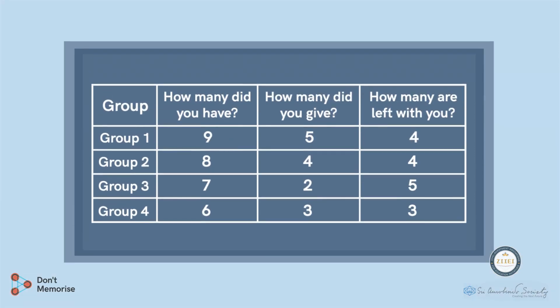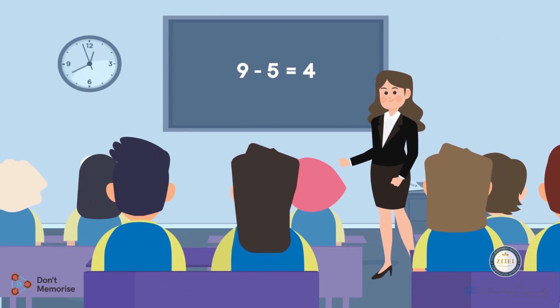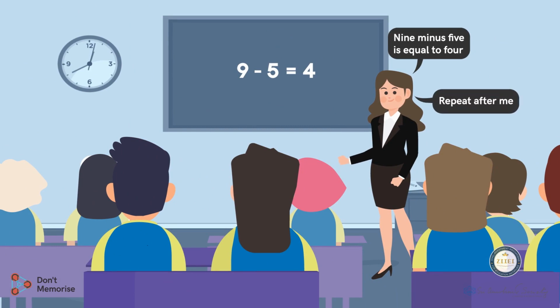Make a table on the board on the basis of the activity conducted. Fill the columns of the table on the basis of the responses given by the students. Conclude the activity by reflecting the responses on the board. Now, write the equations on the board and simultaneously read them out. Instruct the students to repeat the same.